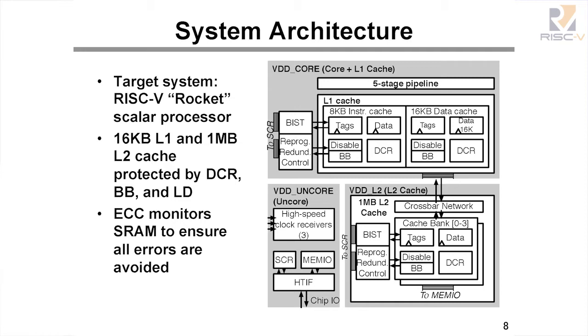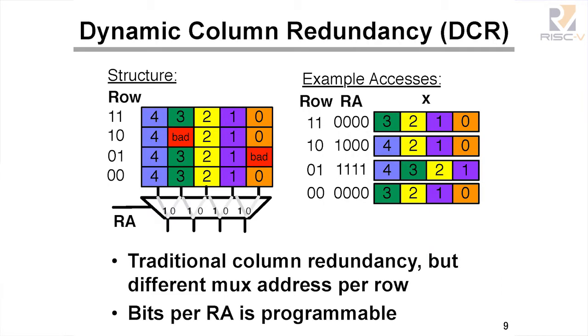Last, we have ECC on all of the SRAM as well to make sure that we can catch errors as they come out and ensure that we didn't actually miss a bit error when we did our programming. We don't actually use the correction capability of the ECC, we just use it to log errors.